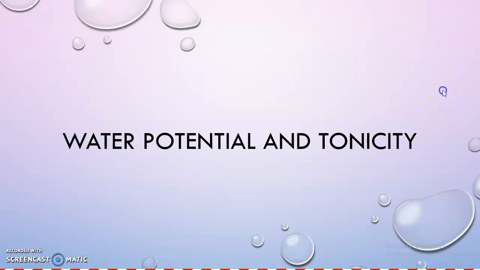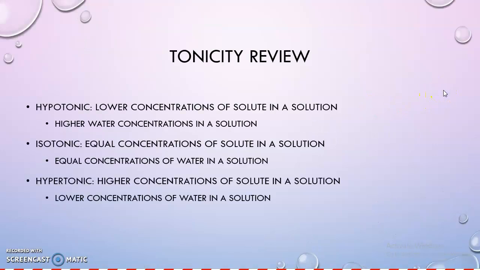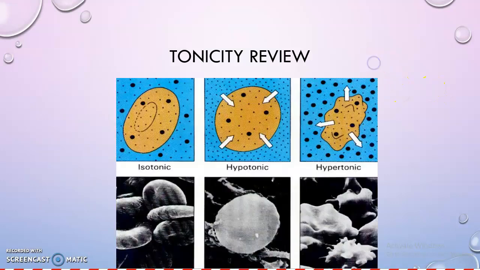So, water potential and tonicity. So tonicity review: hypotonic is lower concentrations of solute, isotonic is equal concentrations of solute, and hypertonic is higher concentrations of solute. I'm going through this quickly because this PowerPoint is on our class notebook.